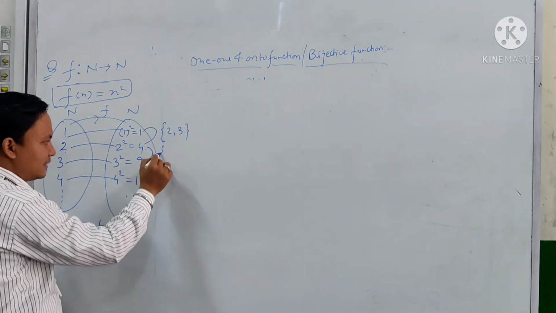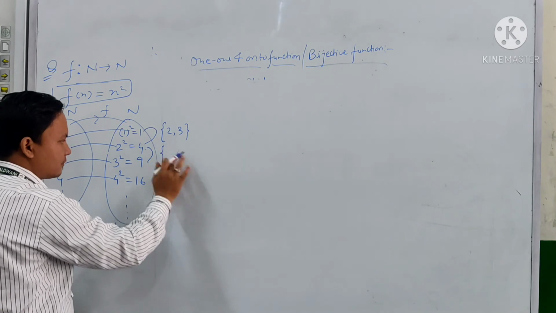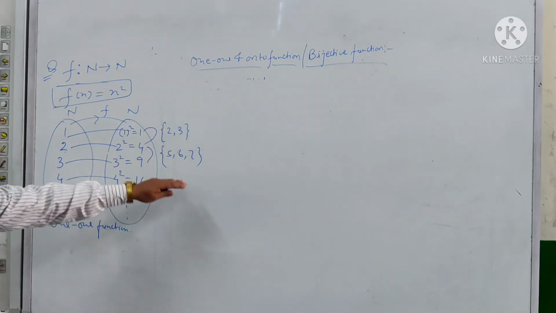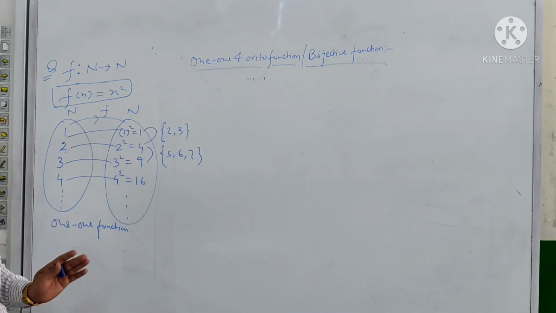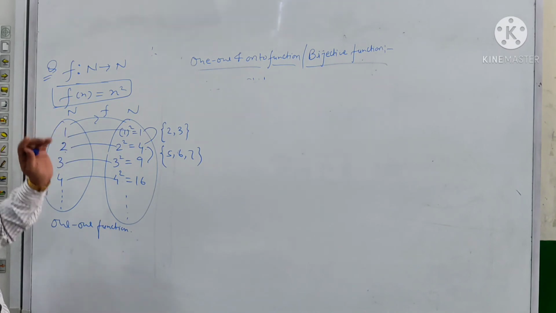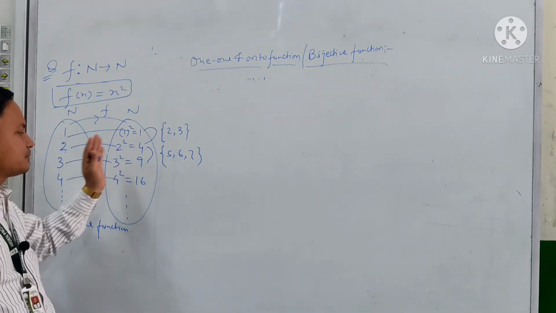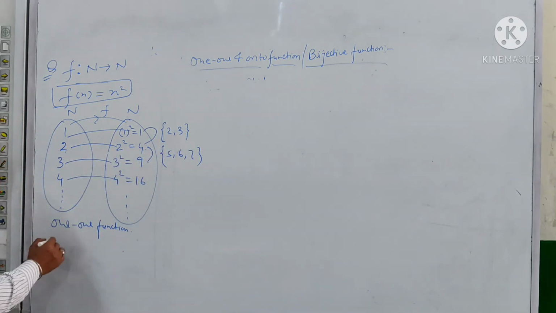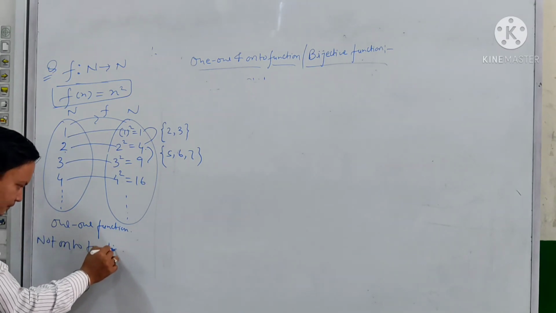So what about the elements between 4 and 9, which are 5, 6 and 7? These are elements which do not have their pre-image in the domain. Why? Because there is no element in the domain which is the pre-image of these elements. That's why it is not an onto function.